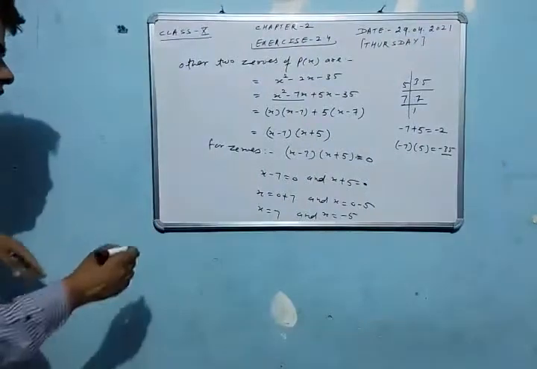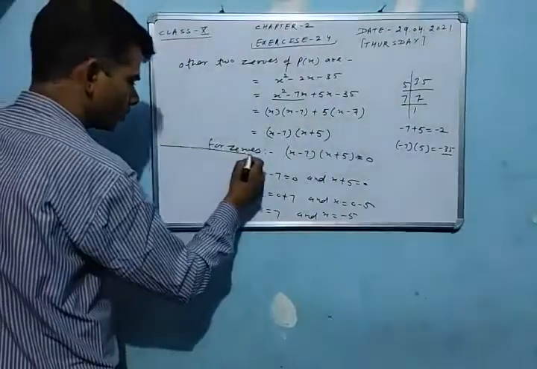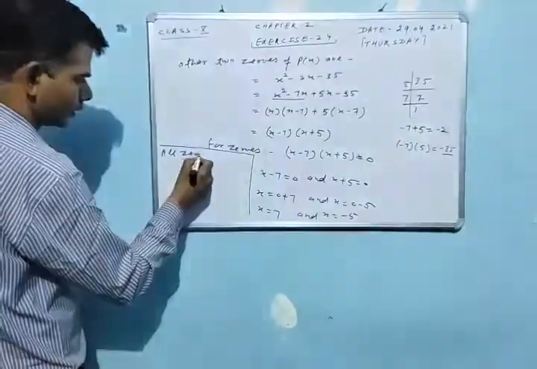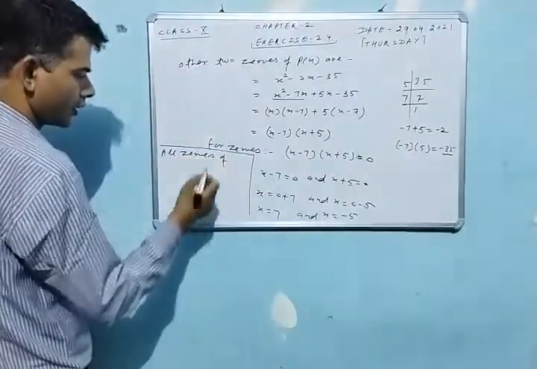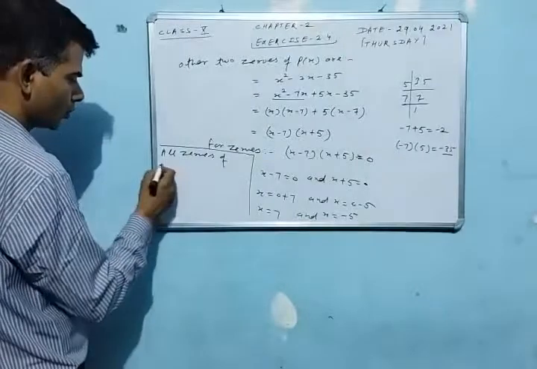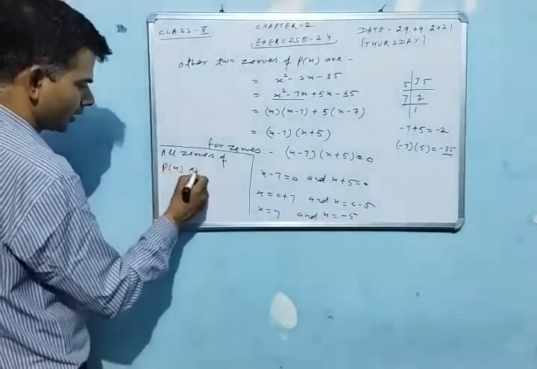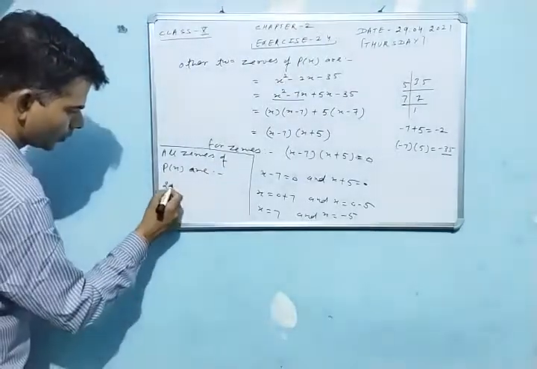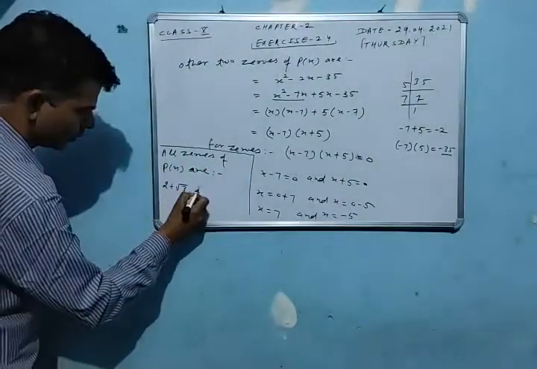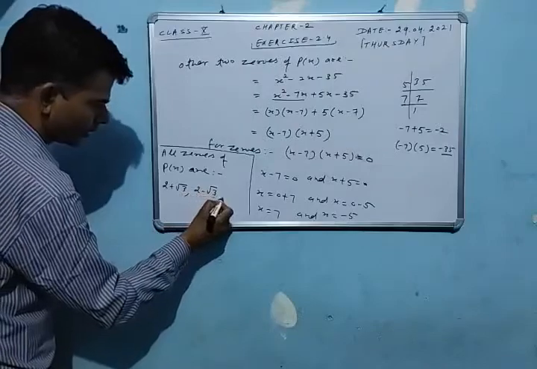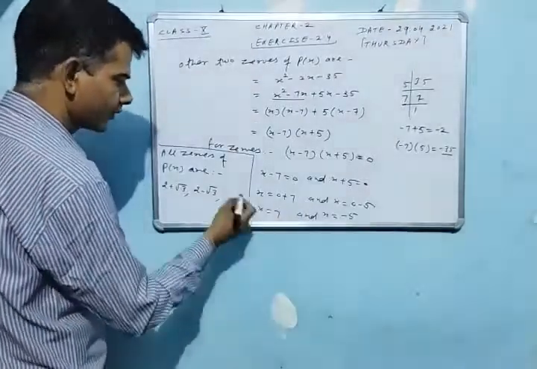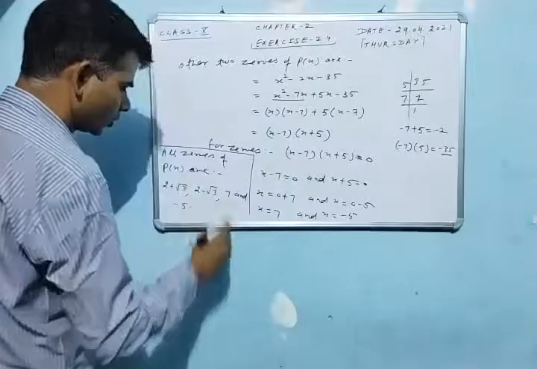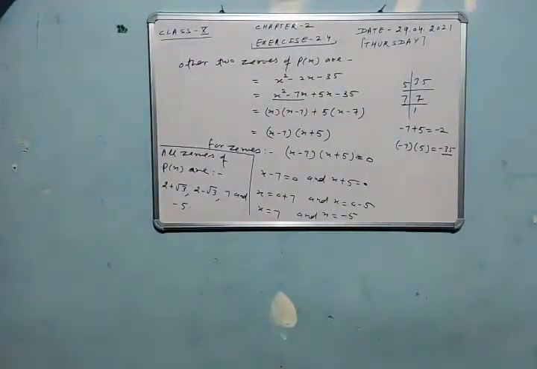All zeros of bi-quadratic, all zeros of p of x are, student, 2 plus root 3, 2 minus root 3, 7 and minus 5. Student, note down it.